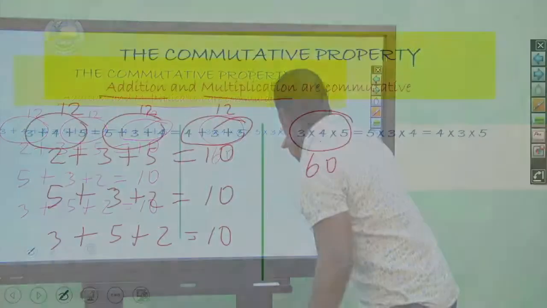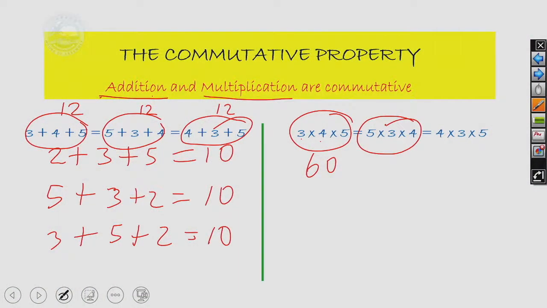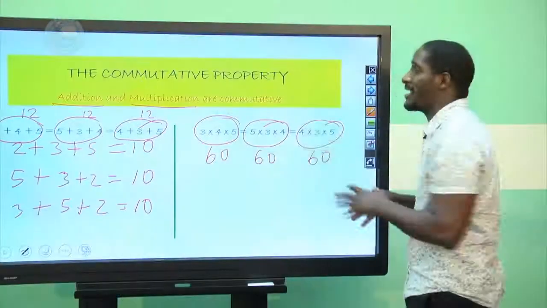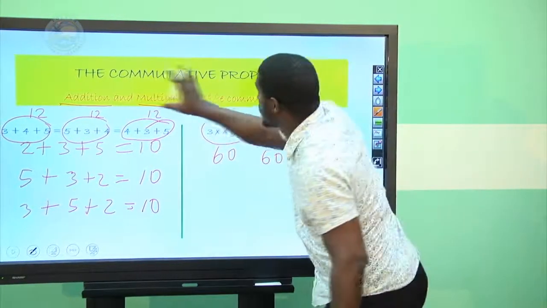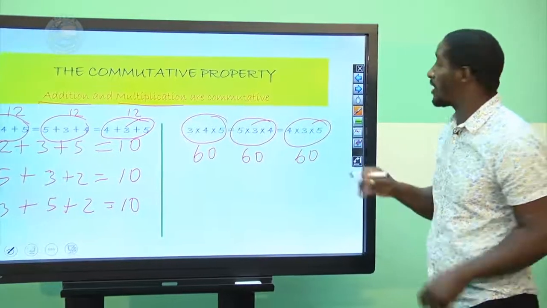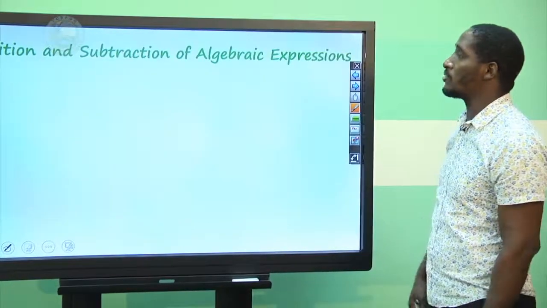What about this one? 5 times 3. 5 times 3 is what? 5 times 3 is 15. 15 times 4 is going to give us 60 again. What about here? 4 times 3 is 12. 12 times 5 is also going to give us 60. So again, we see here that regardless of how we order these numbers, once we are multiplying them, the answer is still the same. And that's the commutative property. Addition and multiplication are commutative.